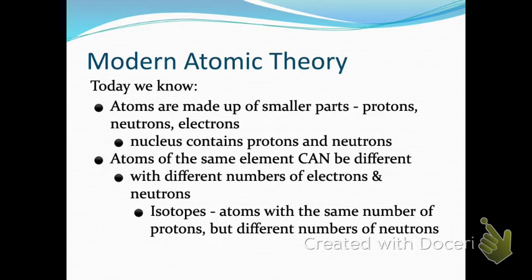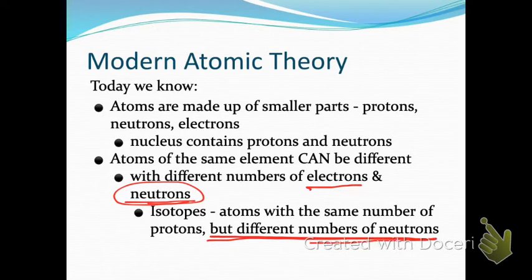All right. Second thing we know is that atoms of the same element can be different. Atoms of the same element. So 2 hydrogen atoms can be different. 2 oxygen atoms can be different. The only way they can be different is with the numbers of electrons or the numbers of neutrons. But neutrons are really the most important.